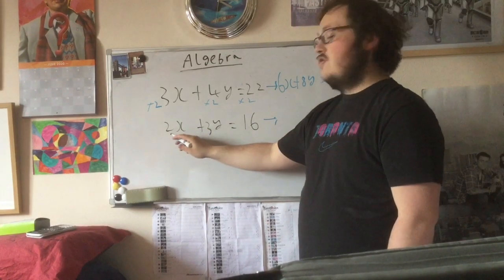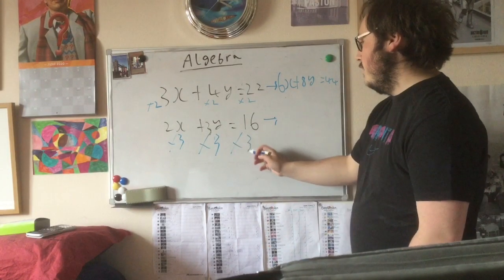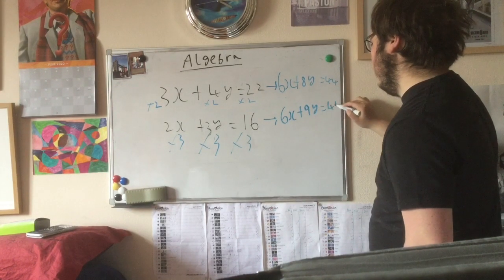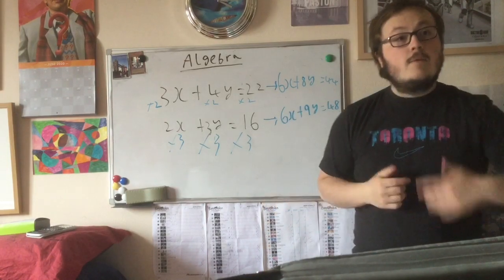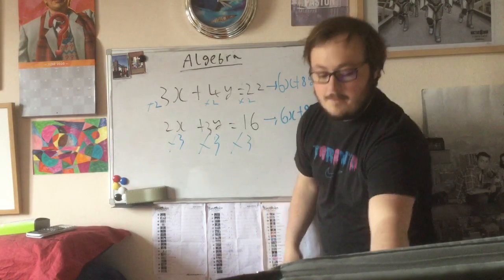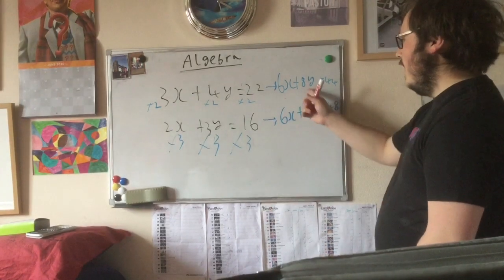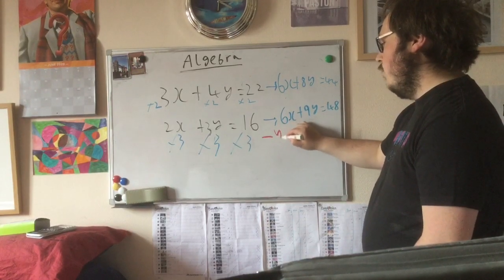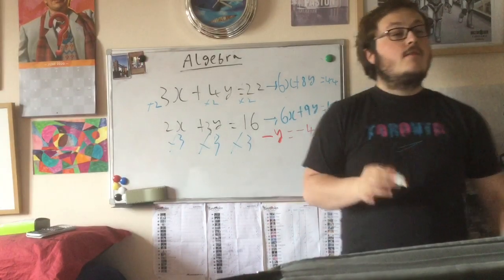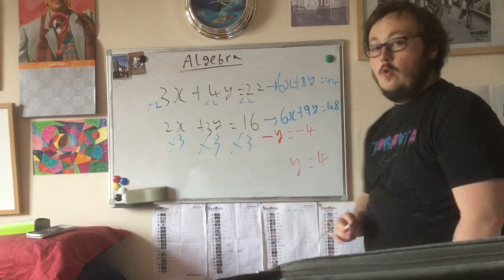For the one down here, to turn that 2 into a 6, we multiply it by 3. To turn that 16 into 48, we multiply it by 3 and by 3. So that becomes 6x plus 9y equals 48. Now that we've done that, we can get rid of one of our coefficients. Now I'm going to get rid of the x in this one. So we're going to do some subtraction. So 6x take away 6x is 0. 8y take away 9y is negative y. And 44 take away 48 is negative 4. So if negative y equals negative 4, then y will equal 4.